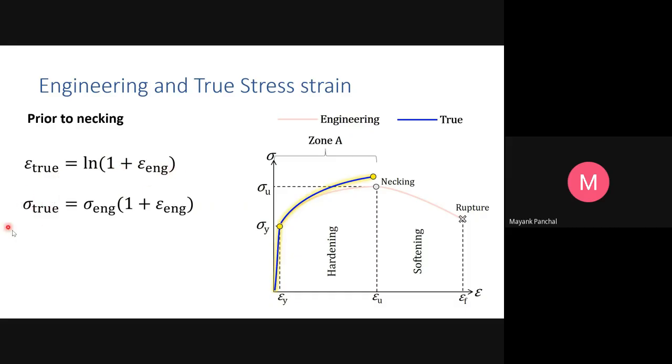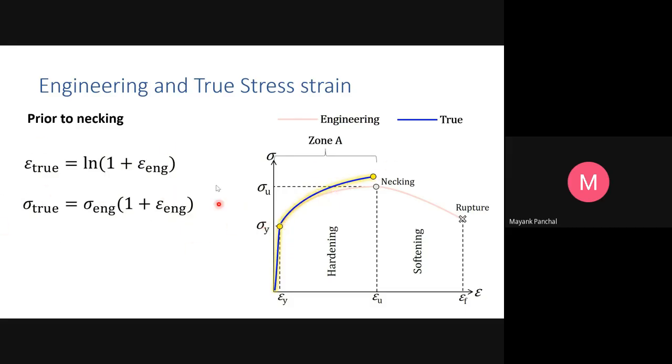Now, how do we calculate true stress from engineering stress? True stress is equal to engineering stress multiplied by 1 plus engineering strain. So this value goes up, right? Because it's 1 plus something, and you're multiplying that factor to engineering stress. So true stress is greater than engineering stress. Up to the elastic limit, you can also use this formula, but there will be a very small difference. Post elastic limit to necking, you see the true stress gets increased. So this is the relation.